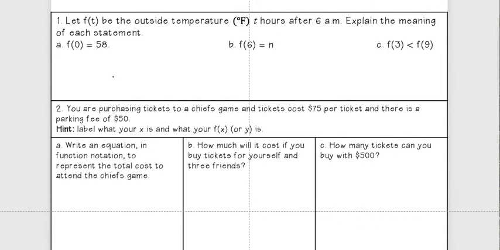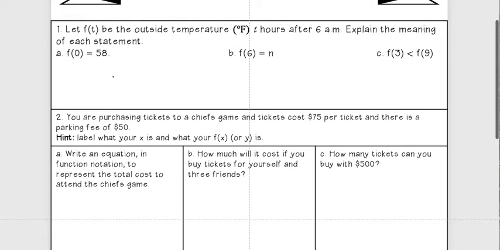For this first problem, it says, let f of t be the outside temperature in degrees Fahrenheit, t hours after 6 a.m. And I'm going to explain the meaning of each statement. So what is this saying? Well, it's saying that f of t is equal to the temperature outside. So my function is outputting the temperature, and my input is t hours after 6 a.m. So this t right here is going to be the number of hours after 6.